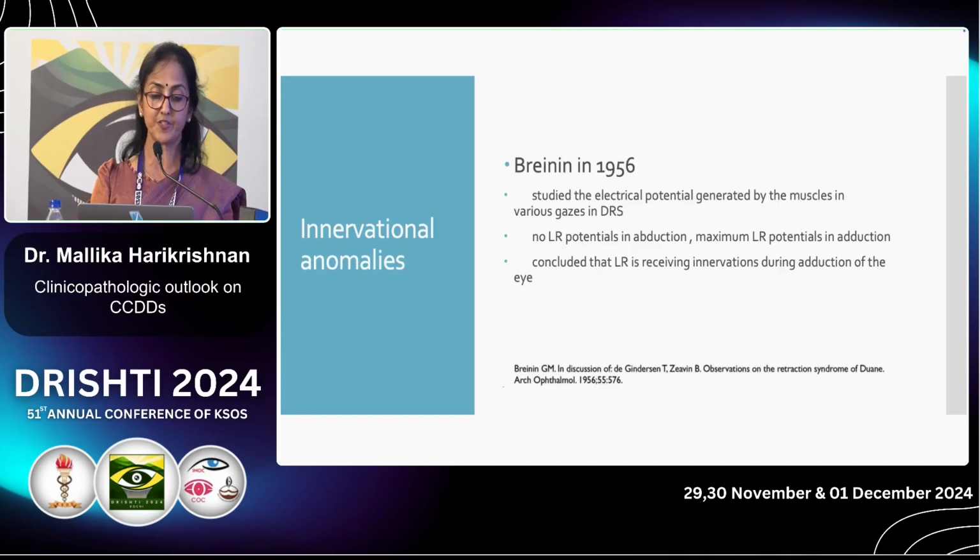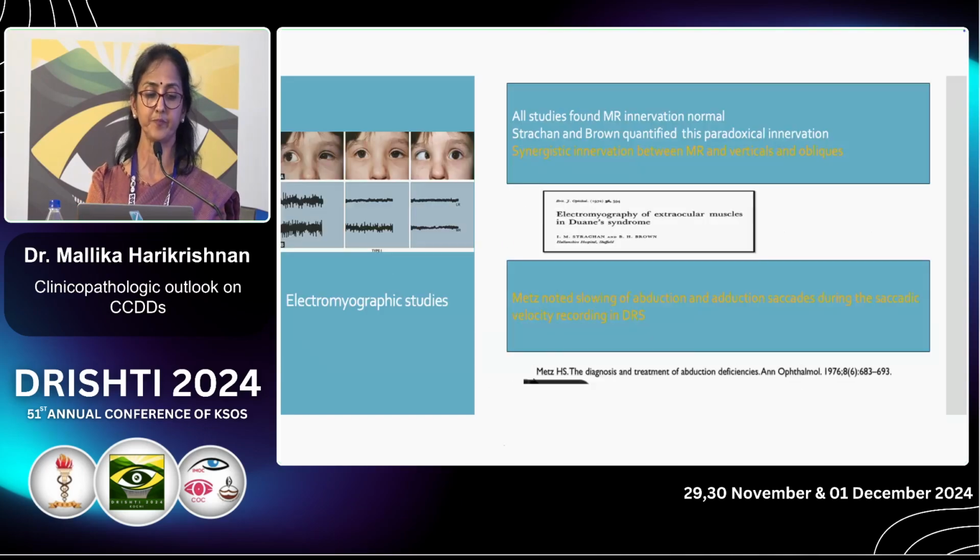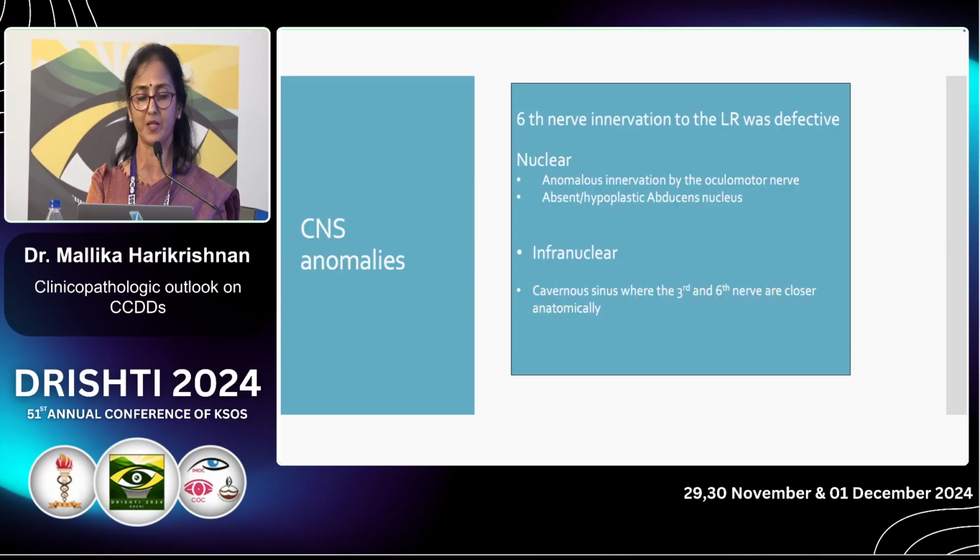Could it be due to innervational anomalies? Breinin in 1956 studied the electrical potential generated by the muscles in various cases of DRS. He found no lateral rectus potentials in abduction and maximum lateral rectus potential in adduction. There are some electromyographic studies which came. All studies found medial rectus innervation normal. Strachan and Brown quantified this paradoxical innervation. They said that there is synergistic innervation between the medial rectus and the verticals and obliques.